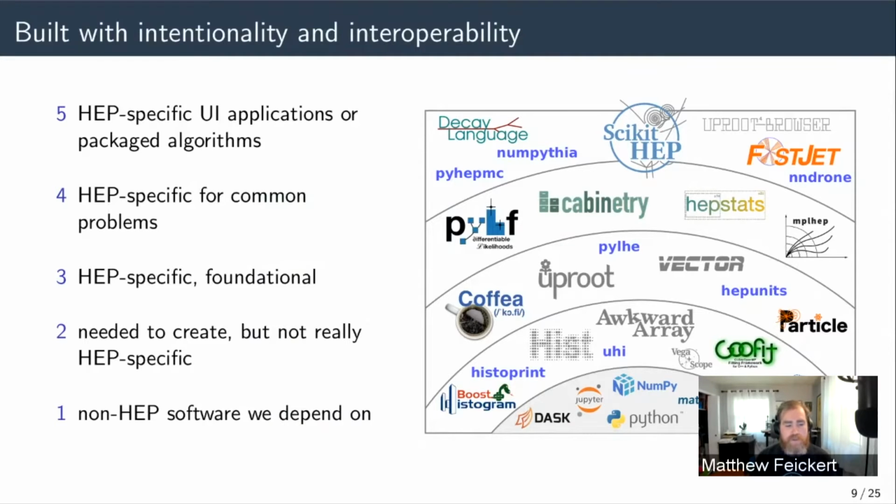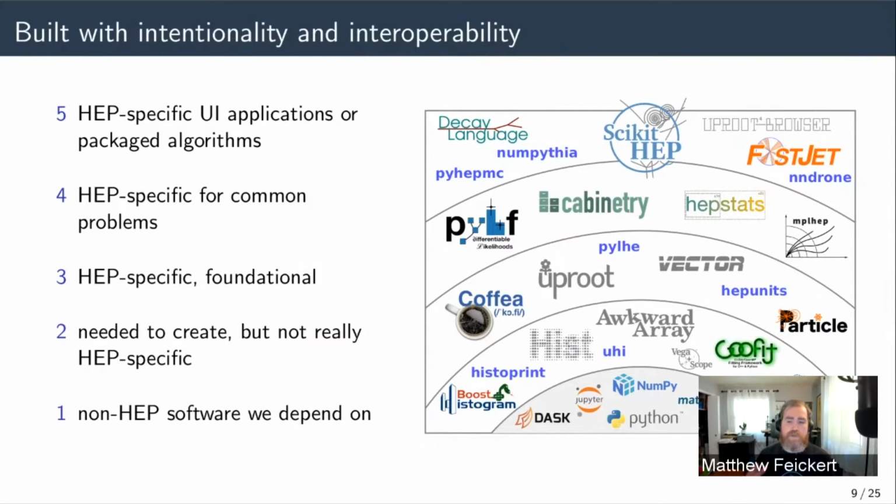In the lowest or innermost shell, we have the non-HEP software that we depend on. So basically, the first 3 or so tiers of that PyData ecosystem, all things that are truly foundational for our analysis. And on the second rung, we have things that really aren't specific to particle physics per se, such as histogramming and jagged data structures. These are not owned by high-energy physics, but they didn't really exist in the broader ecosystem in a way that we could use. So we had to create our own libraries.